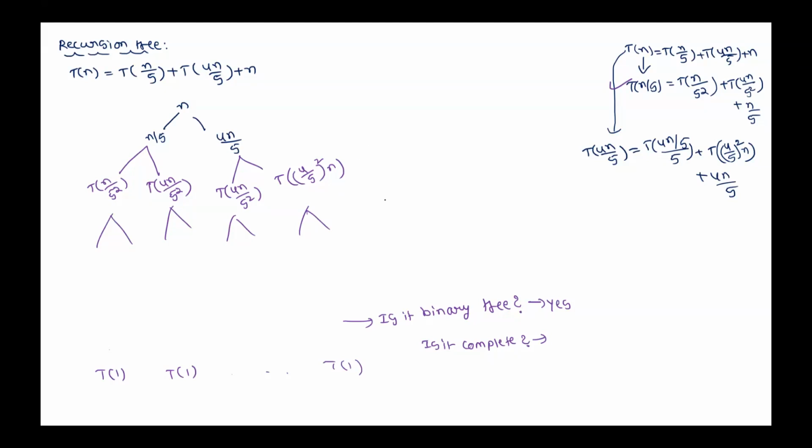No, not like that. So complete binary tree means at the ith level, by assuming root at level 0, 2 power i nodes should be there. At the 0th level, 2 power 0, 1 node, correct. This is the first level. How many nodes are there? 2, correct. This is the second level. How many nodes are there? 2 square, correct. Next, at the third level, 8 will be there. That is correct. But like this, for the last level also, it will be like that.